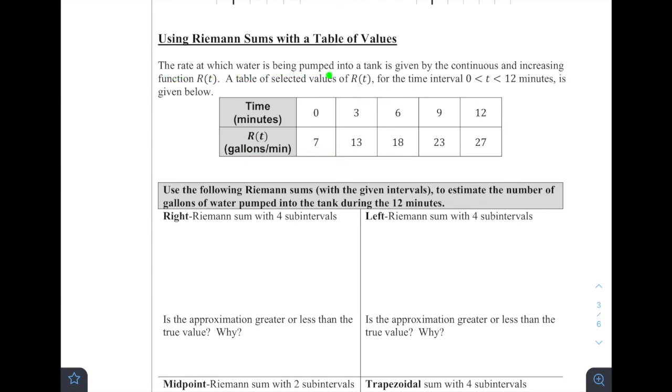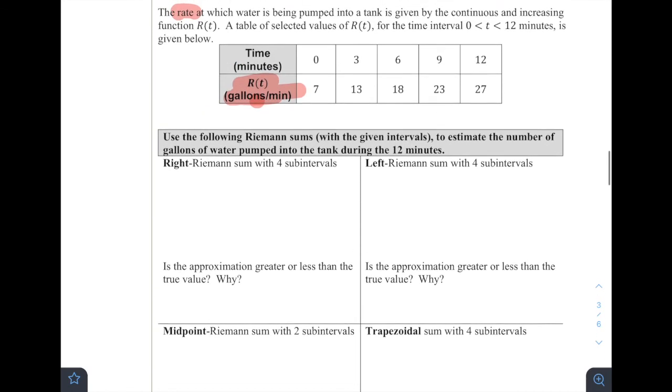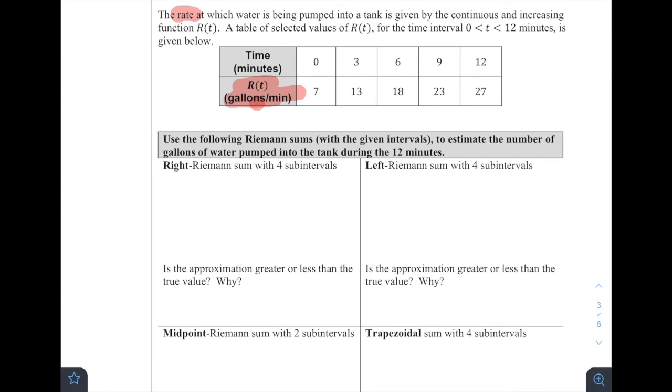The rate at which water is being pumped into a tank is given by the continuous and increasing function r of t. A table of selected values of r of t for the time interval from 0 to 12 minutes is given below. So we can see the time looks like each of these is being separated by 3 minutes. And then r of t is a rate. That's important to notice. It's in gallons per minute. So they said the rate at which the water is being pumped into the tank is given. Okay, so use the following Riemann sums with the given intervals to estimate the number of gallons of water pumped into the tank during the 12 minutes.